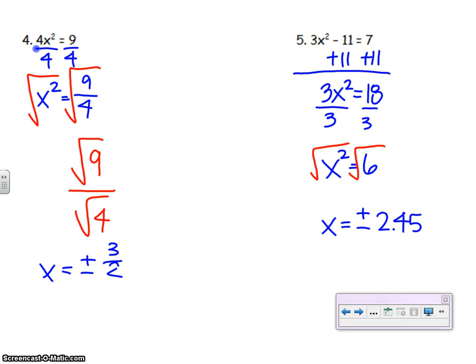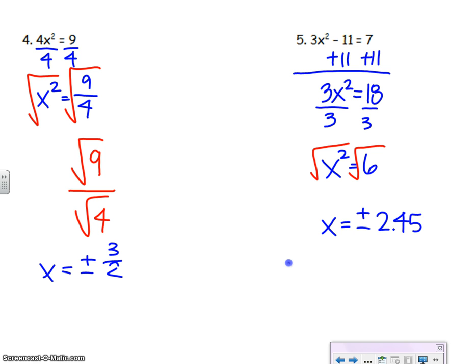We always want to round to the nearest hundredth, which means 2 decimal places. It's going to be very important that you are rounding accurately.